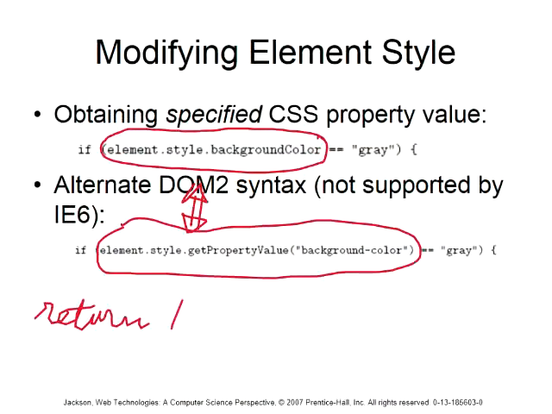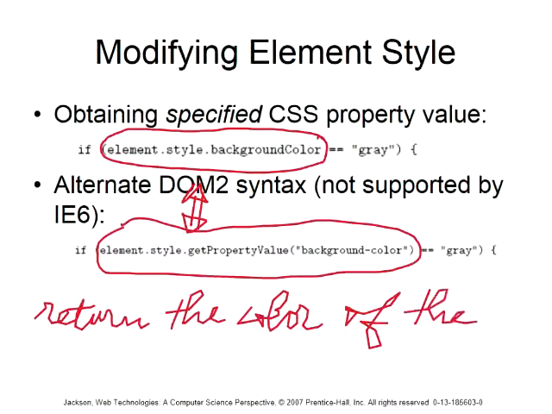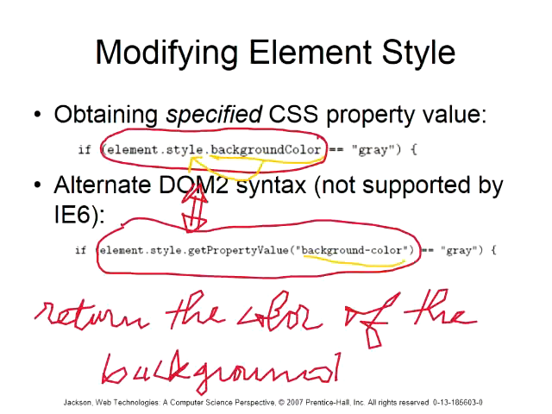Return the color of the background. So here, if we use style, in this case backgroundColor, because we use style, and if we use getPropertyValue, in this case we use background-color with minus. Any questions?